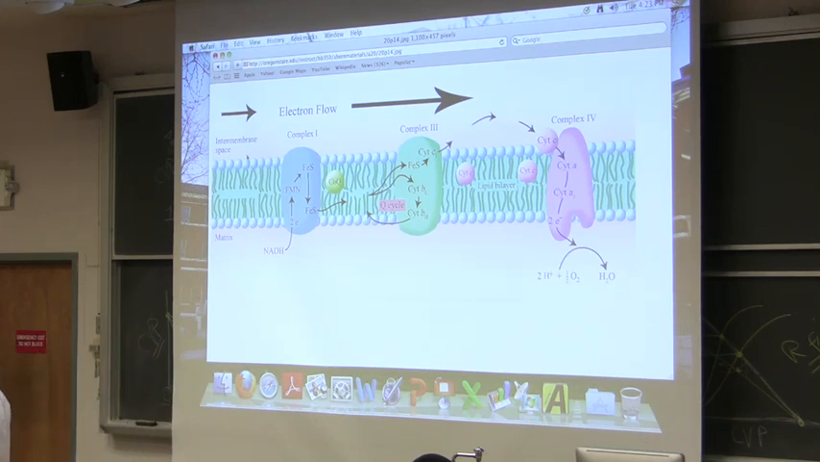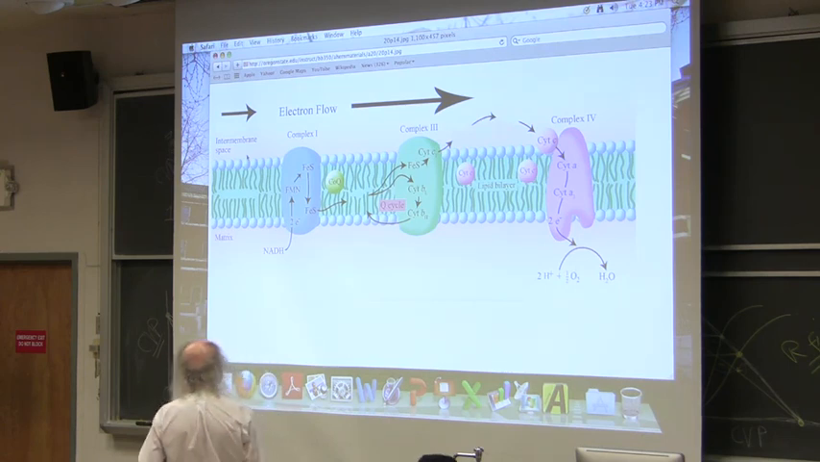Makes sense? Now, complexes 1, 3, and 4, as you can see, are pretty well embedded in the inner mitochondrial membrane. Coenzyme Q is sort of peripheral, and cytochrome C is sort of peripheral. This figure doesn't show it that much. But they're not nearly as embedded as these big complexes are.